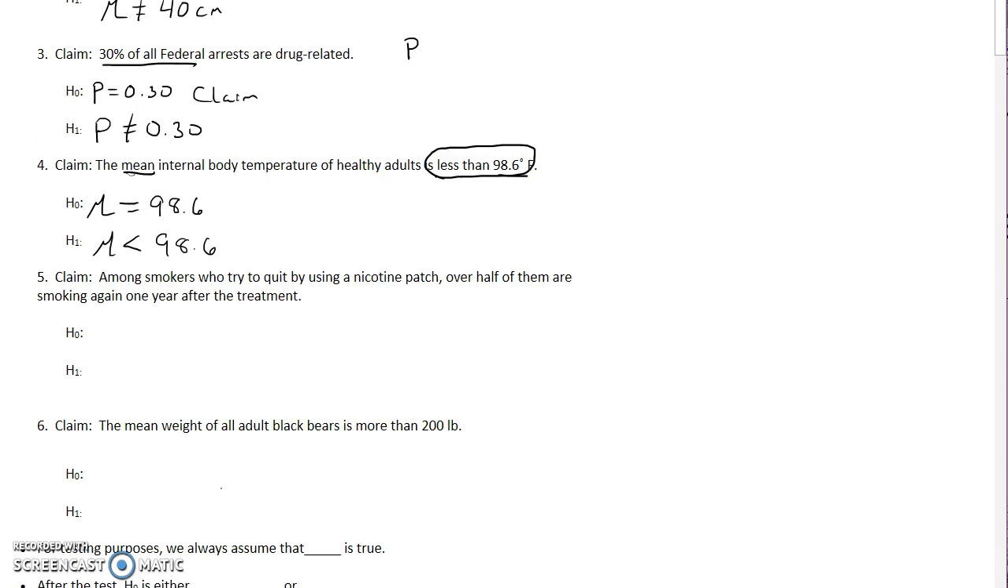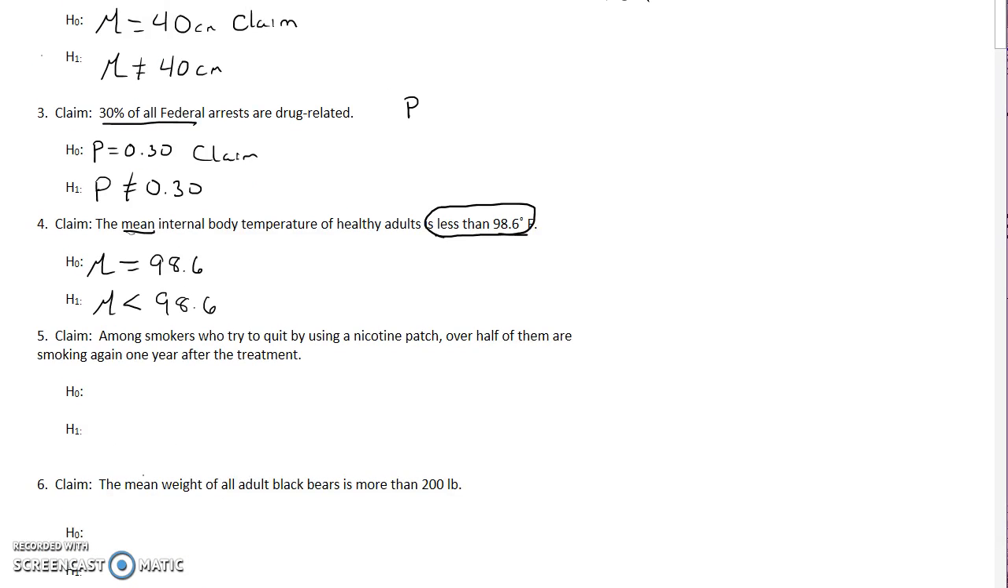And one more, a couple more. Among smokers who try to quit by using the nicotine patch, over half of them are smoking again within 1 year. We are working with a proportion here. And it's going to be over half, right? So P is equal to, well, what is half? Half would be 50% again, right? So P equals 0.50 is our null hypothesis. The alternative hypothesis, since we are claiming that over half, is P is greater than 0.50.